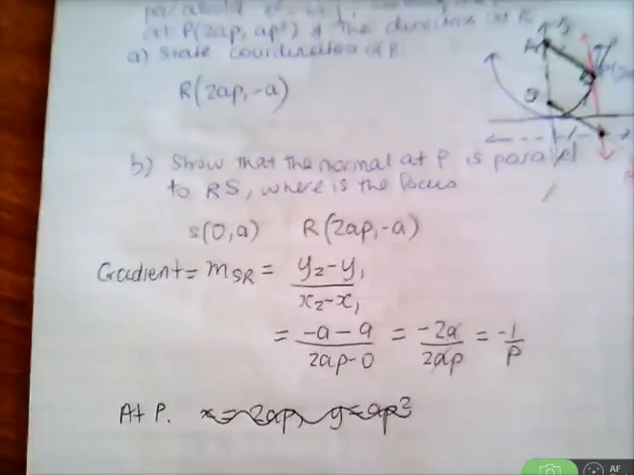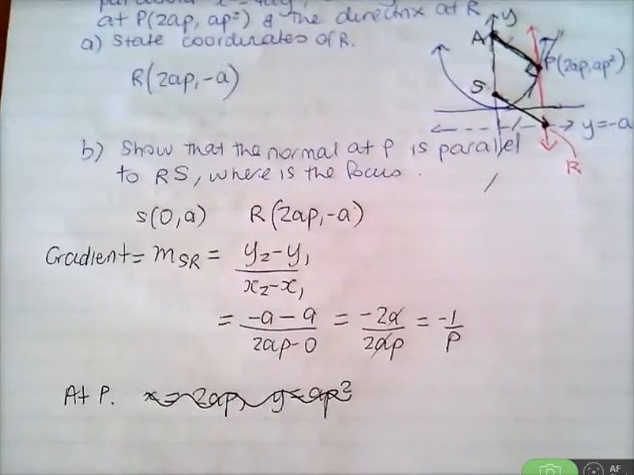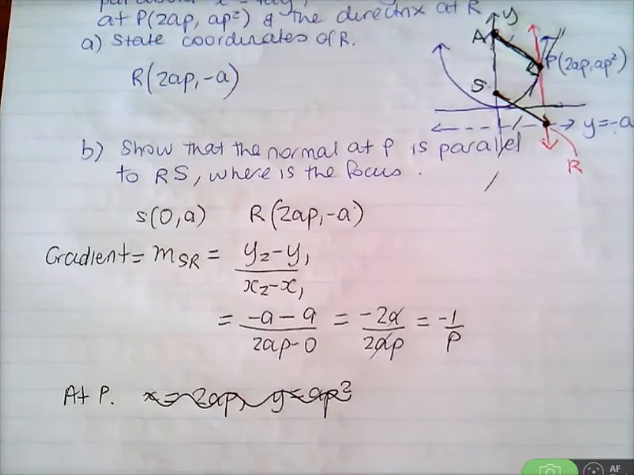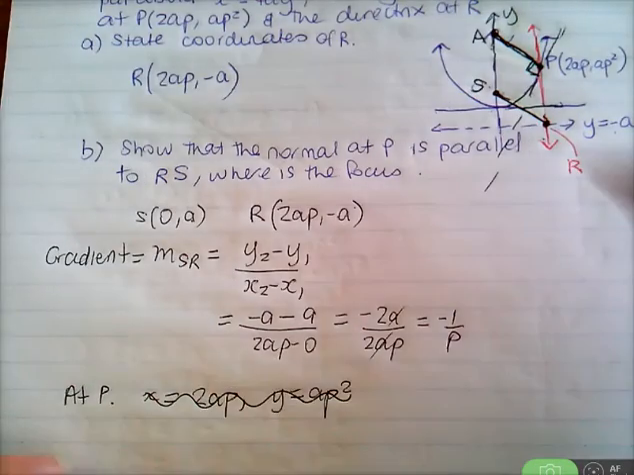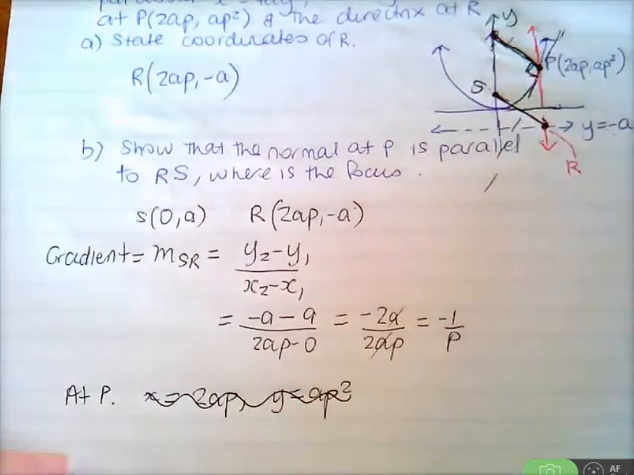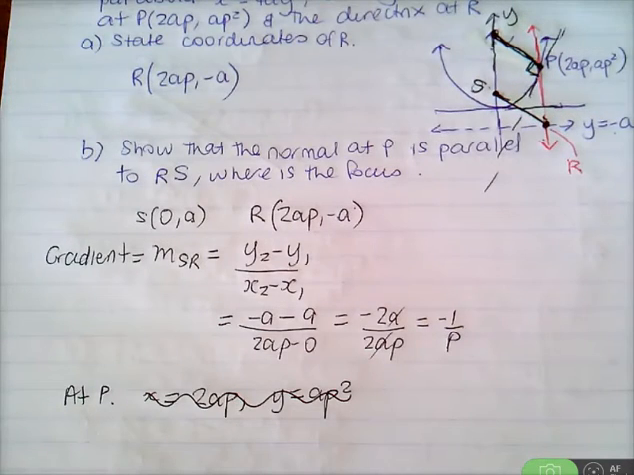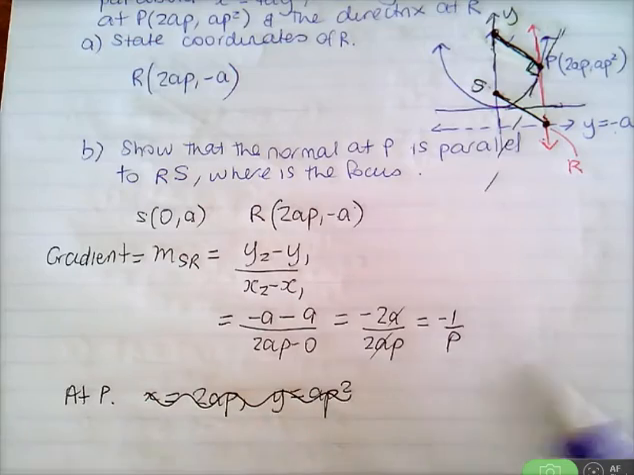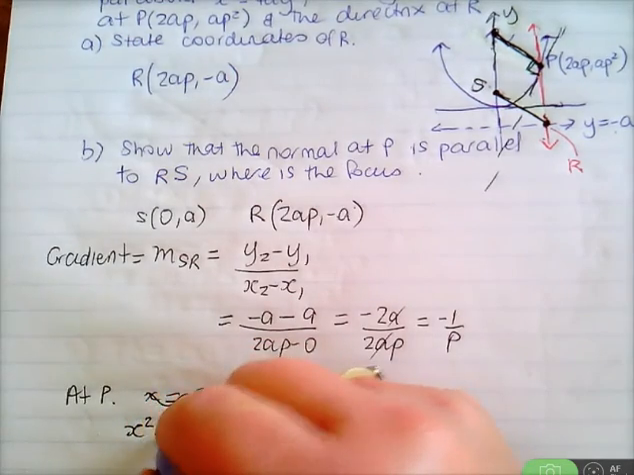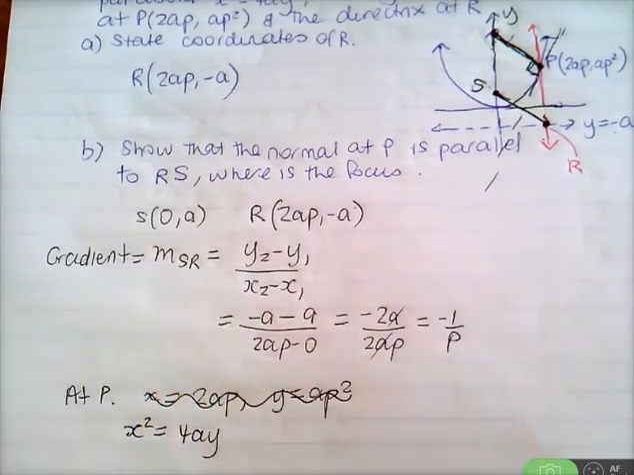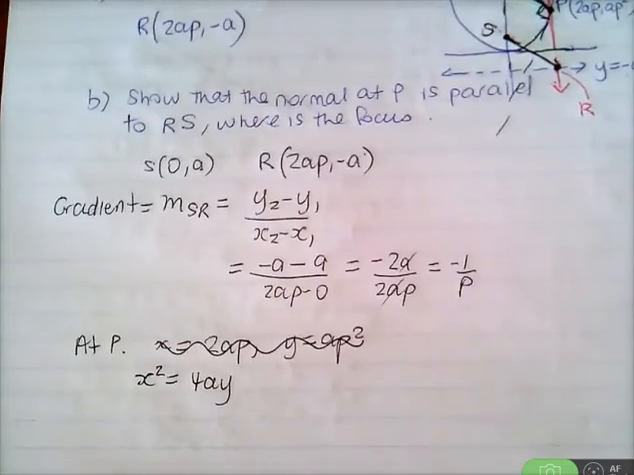Girls, I'm trying to find the gradient of the normal. How do I find the gradient of the normal? I don't know what a is. Believe me, I don't know what it is. Girls, yes, you find the gradient of the tangent. How do you find the gradient of the tangent? Differentiate. Either differentiate x is 2ap, y equals ap squared, or they told us that this is the equation. We're going to do it that other way.